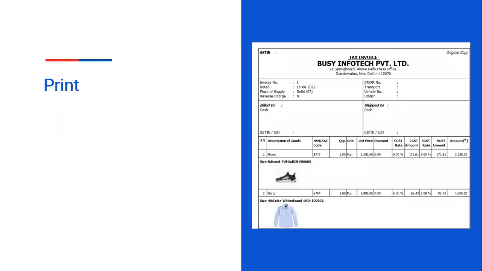Next, you can see the invoice printout. This is the invoice printout. If you want to add the images of the product, then they will be printed on your invoice copy. Apart from this, we have a lot of customization options. Based on your requirement, you can customize.